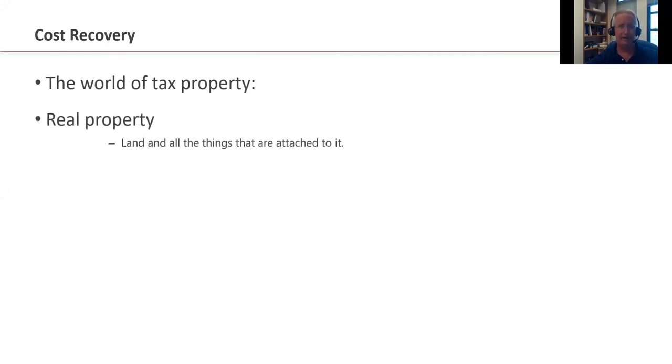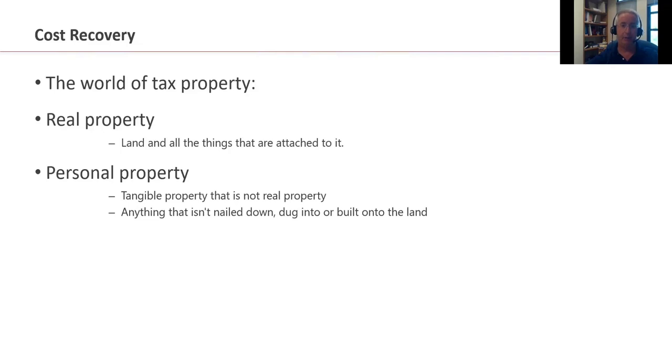So we need to do a little bit of definitional stuff here on the world of tax property. So the world of property can be broken down into three areas, and we're going to talk at least initially here about two that are tangible property. So there's real property. Now, one might argue, wait a second, isn't all property real unless there's a category called imaginary property? And it's hard to believe that we would be able to deduct imaginary property in any case. But real property is really just an old legal term, and it basically means real estate. So that's land and all the things that are attached to it. Personal property is tangible property that isn't real property. So anything that isn't nailed down, dug into, or built onto the land is personal property.